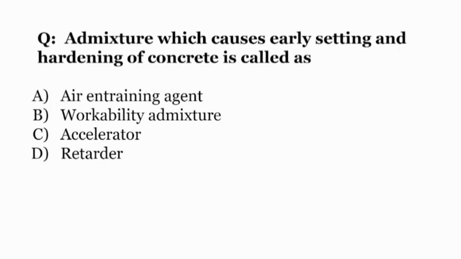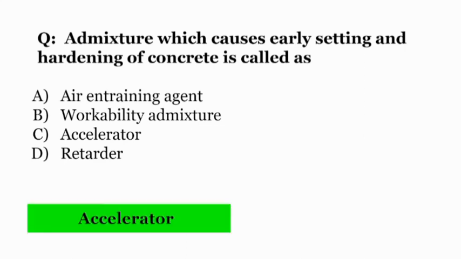Admixture which causes early setting and hardening of concrete is called as option A, air entraining agent, option B, workability admixture, option C, accelerator, or option D, retarder. The correct answer is option C, that is accelerator. Accelerator decreases the setting time of concrete. Retarder increases the setting time. Air entraining agents increase the workability of concrete.